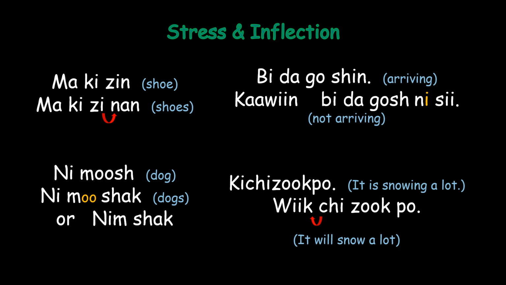Kichizokpo. It is snowing very hard. When we add we to the front of the word to make it a future tense, it will happen. The K at the beginning joins the first syllable, and the I after the K is lost. Week chizokpo. As you continue learning Anishinaabemowin, you will have a much better feel and understanding for where the stress falls in pronunciation and knowing which sounds become weak.